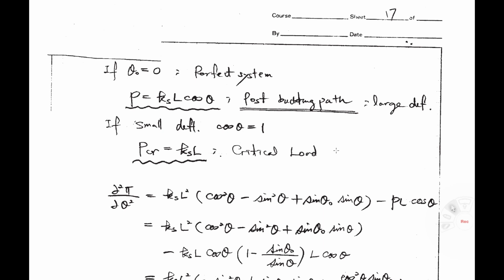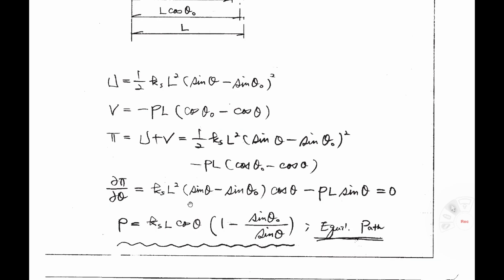Now we are using some energy approach, so we can get some nature of stability. How to get it? We can take the second derivative against theta. So this is the first derivative. So we can take the second derivative against theta.